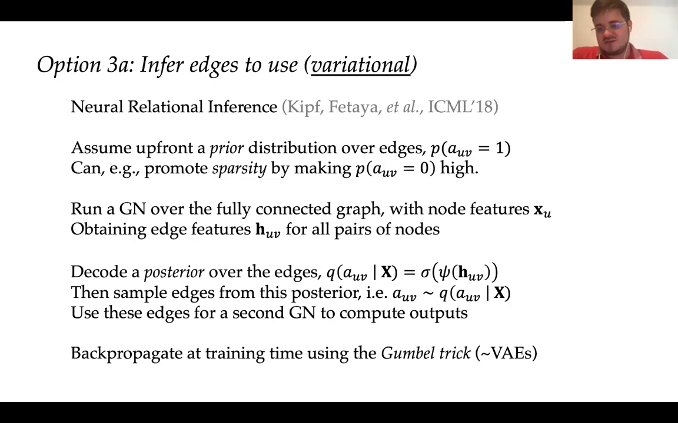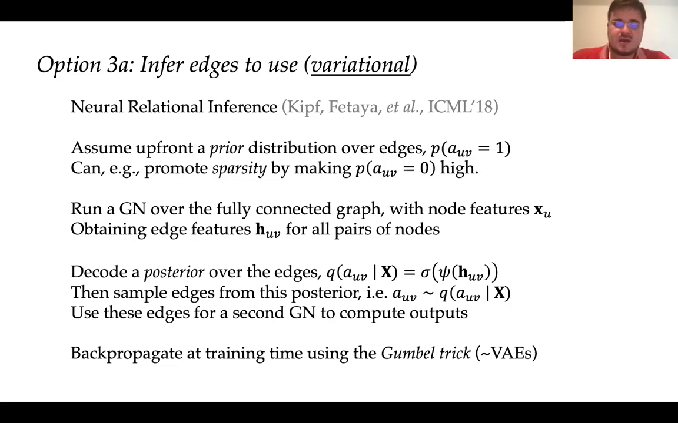Once you have a posterior like this, you can sample edges from it. So you can just flip a coin, and if what you get is yes, then you take the edge, otherwise you don't take the edge, and the probability of flipping heads or tails is specified by the value that comes out of the posterior. Once you've sampled these edges, you can use them for a second graph neural network to compute the outputs that you care about.